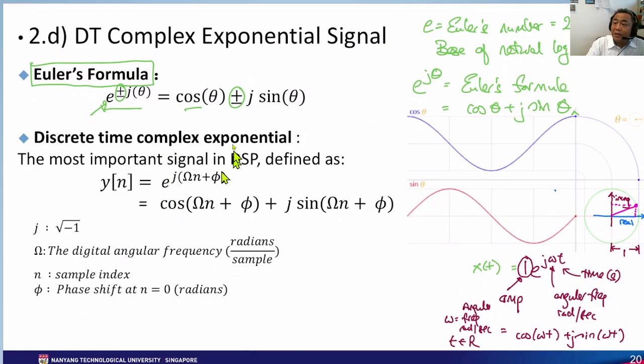In the next few slides, we'll convert the continuous time complex exponential into the discrete time complex exponential using time index n. So again, now this is changed into discrete time n, and omega is radian per sample as before in the sinusoid.